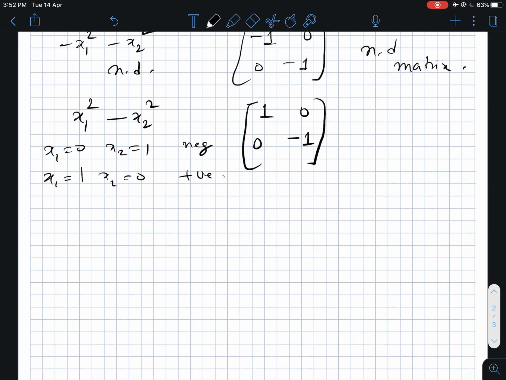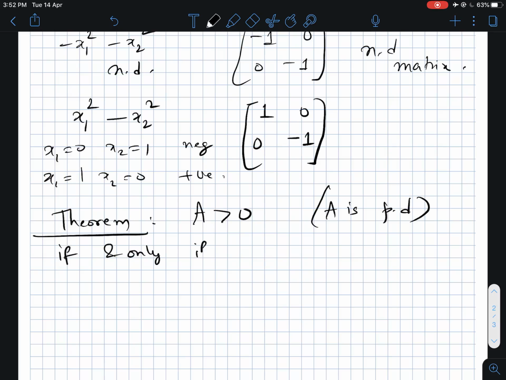Now let's look at one defining theorem, or a defining property, of positive definite matrices. A bigger than 0, which once again means A is PD, if and only if all eigenvalues of A are positive. Note that this is an if and only if statement. So this is an equivalent characterization.